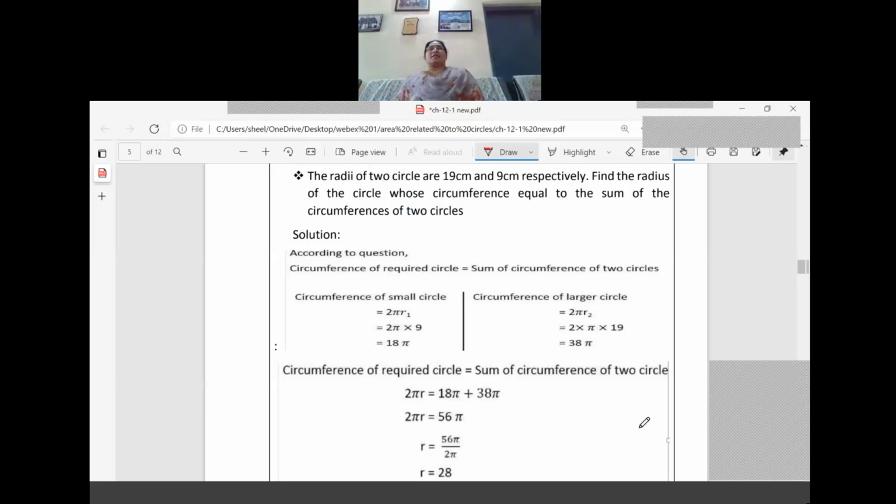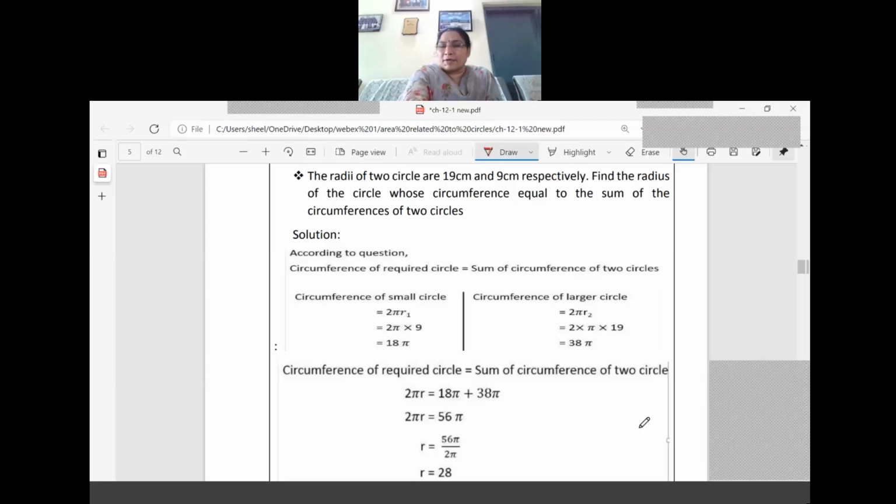Okay. The next one. The radii of the two circles are 19 and 9 centimeter. Find the radius of the circle whose circumference equals the sum of the circumferences of the two circles. Here also one condition is given to us. The radii of the two circles are, let us take R1 and R2 respectively 19 and 9, or 9 and 19. You can use it like that. Now what is the condition given? According to the question, the circumference of the required circle equals the sum of the circumferences of the two circles. So we have calculated separately, one with radius 9, one with 19.